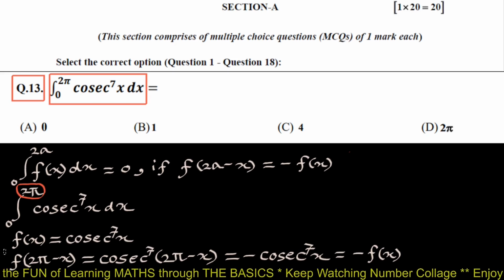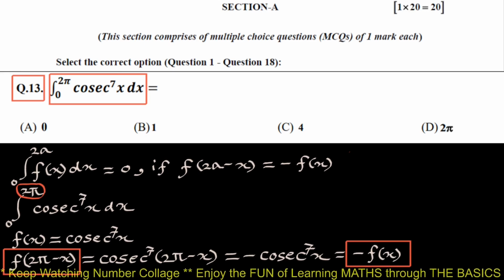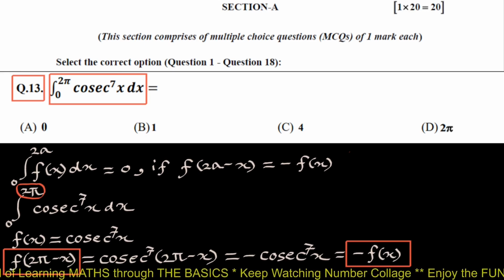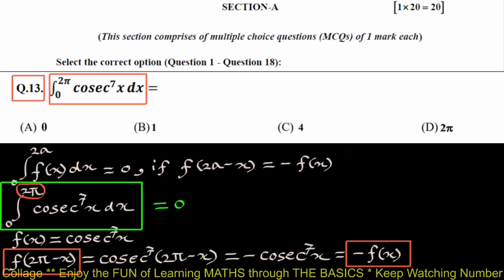Since f of 2 pi minus x equals minus f of x, the value of this definite integral will be 0. So the correct answer option here is A, 0.